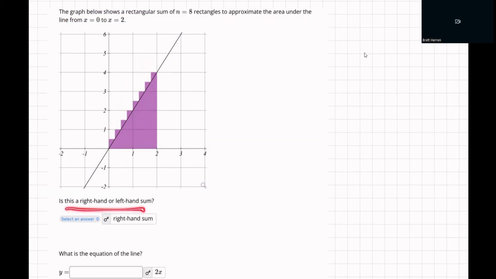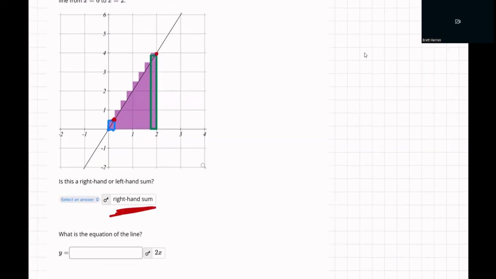First question, is this a right-hand or left-hand sum? This is a right-hand sum. How do you know? Well, see how each rectangle, like this little rectangle right here, is hitting the line in his upper right-hand corner. I'll do the one over here as well. This rectangle right here, what part of him hits the line? His upper right-hand corner. So every one of these rectangles is hitting the line in his upper right-hand corner. So these are called right-hand sums. You can have rectangles hitting on the left or the right.